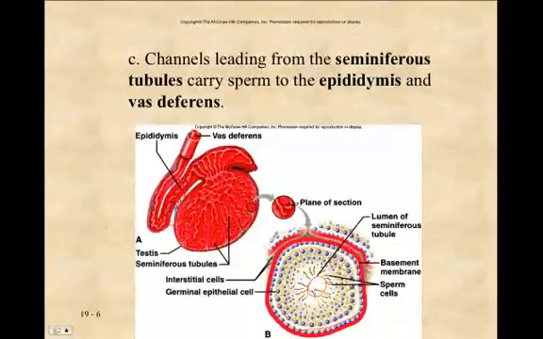So hopefully that gives you a little idea of what the testes look like in terms of some of its anatomy. Channels leading from the seminiferous tubules carry the sperm to the epididymis and then eventually to the vas deferens. So that's what you see here. All these seminiferous tubules come together here and then dump into the epididymis. And here's the epididymis. From the epididymis, they'll make their way into the vas deferens here.